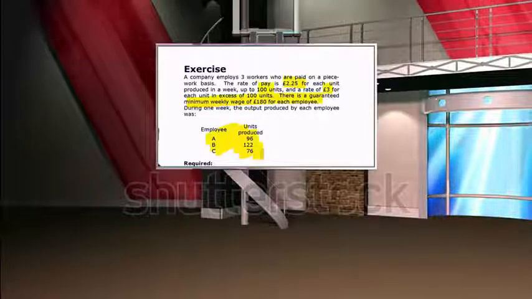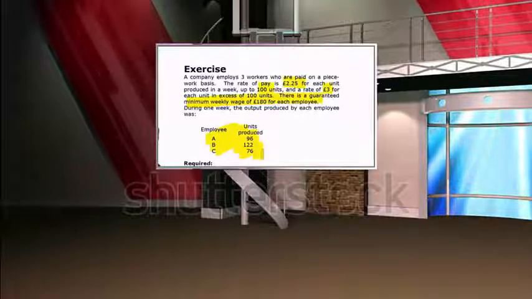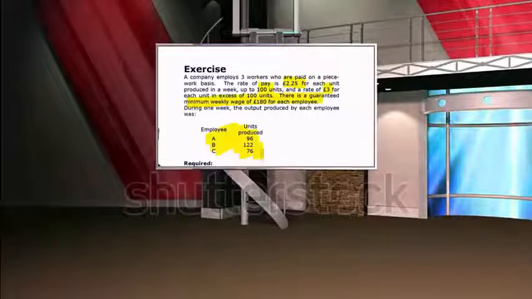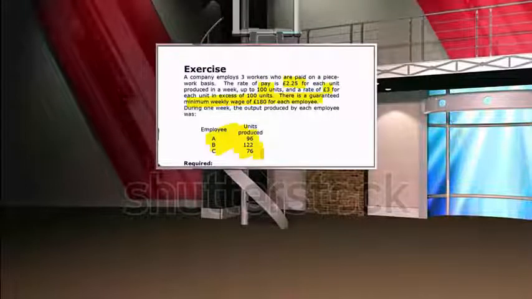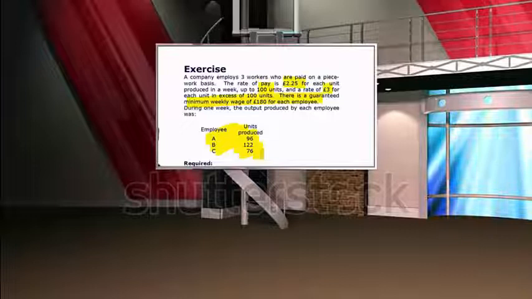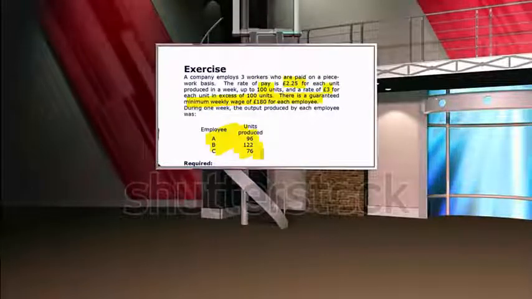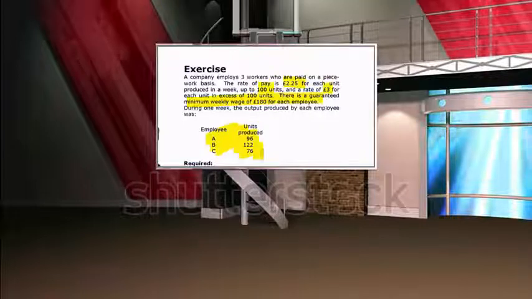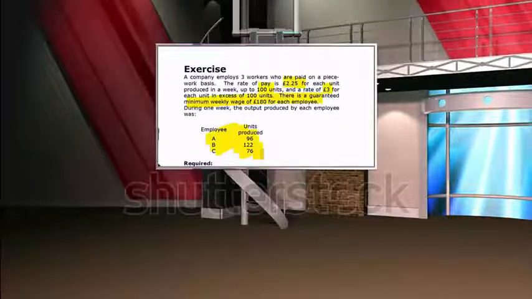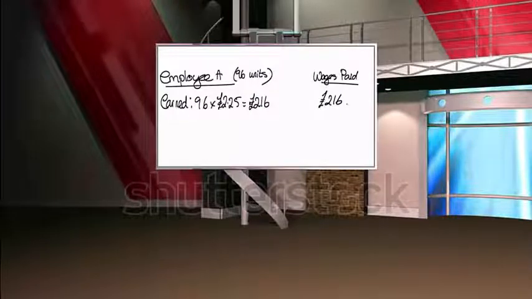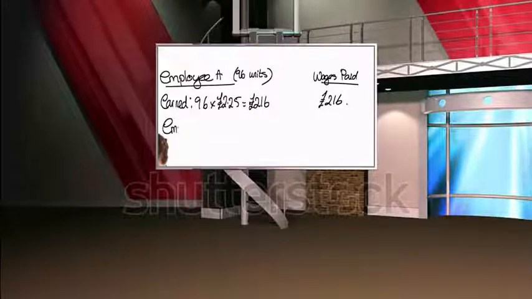We just need to consider, is this higher or lower than the minimum wage? We're told in the question the minimum wage is £180. Employee A has earned more than this through their activity, so we're going to pay them the higher of the two, so the £216. Let's have a look then at employee B.